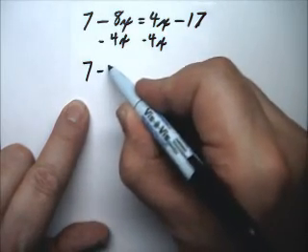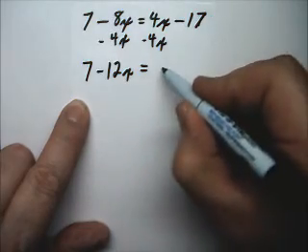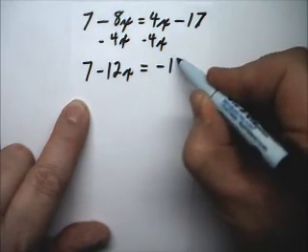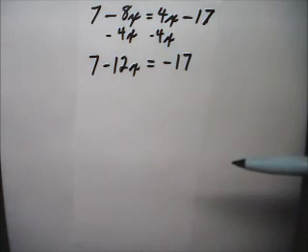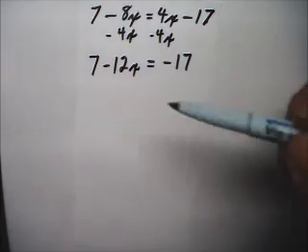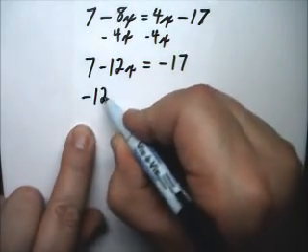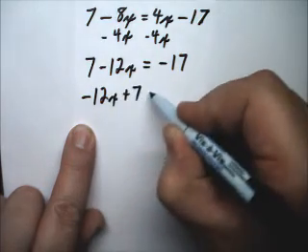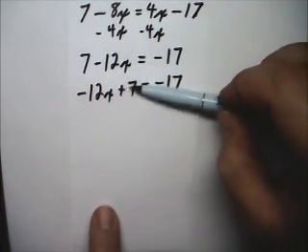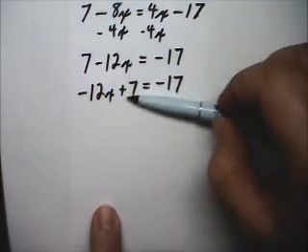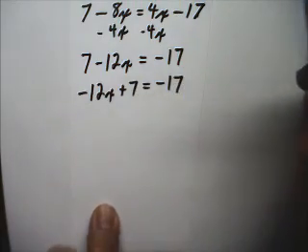Continuing with this, I get 7 minus 12x equals negative 17. Now, if you don't like the way this looks because it doesn't look very familiar, you can switch them. This can be negative 12x plus 7 equals negative 17. And I do that because now it looks much more similar to things that we've already done. You've got an x, the number, and then a number on the other side.